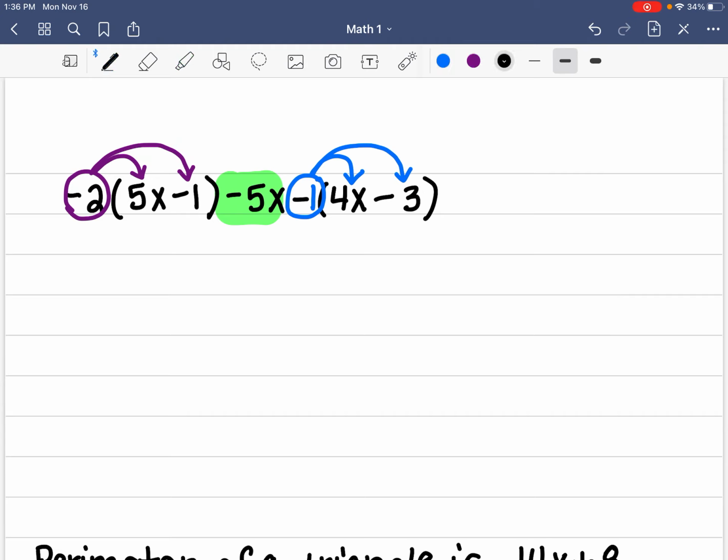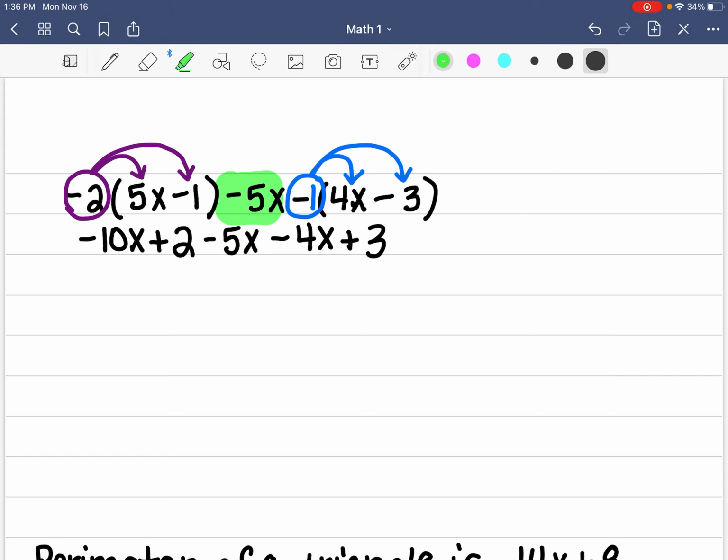So when I do -2 times 5x, that's going to give me -10x. -2 times -1 is going to give me +2. So remember, a negative times a negative equals a positive. We're going to bring down the -5x, and then I'm going to distribute this -1 to 4x and the -1 to -3. So -1 to 4x is going to give me -4x, and -1 to -3 is going to be +3.